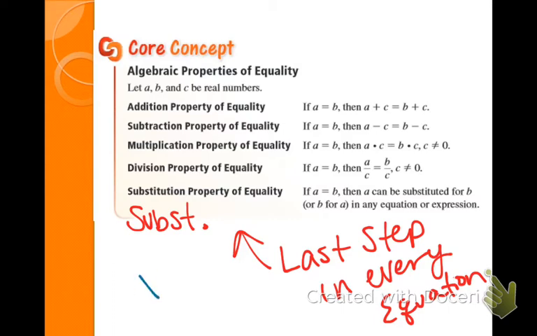So anytime you get x equals 2, that is the substitution property of equality. This says if I plugged in 2 anywhere where x is, I would still have an equation. I would still have equal sides of an equation. So this is the last step in every equation. Make sure you write substitution property of equality.